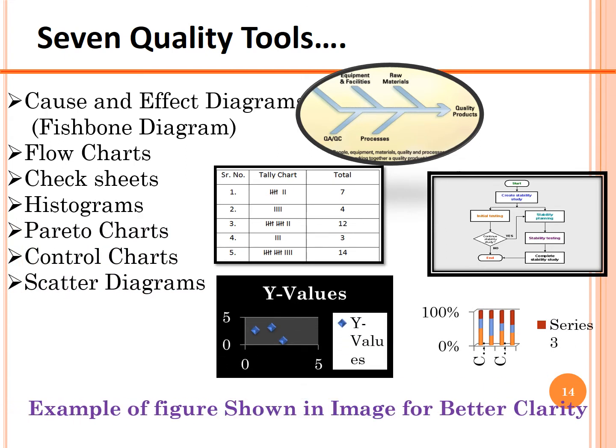Seven quality tools. Cause and effect diagrams, fishbone diagram. Flowcharts. Check sheets. Histograms. Pareto charts. Control charts. Scatter diagrams. Example of figure shown in image for better clarity.